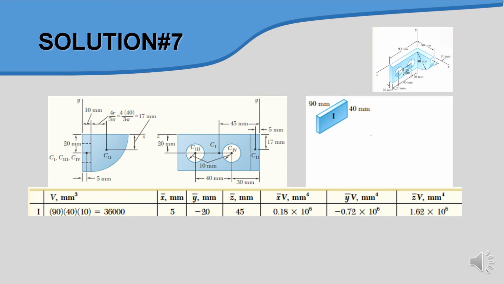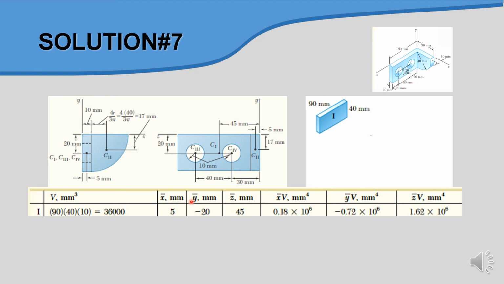So for the volume of shape number 1, we have 90 mm multiplied by 40, and also the thickness of the rectangular shape basically here. So the thickness is 10 mm. So we multiply by 10 and we get this value. And for the x bar value, the x axis is located here, but the rectangular is located here. Okay, in order to get the x bar value, the thickness here is divided by 2. We have the thickness 10 divided by 2, so we get number 5.